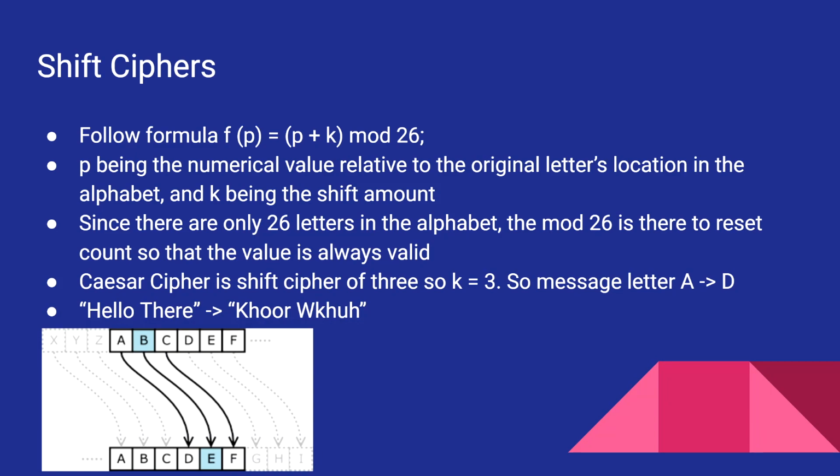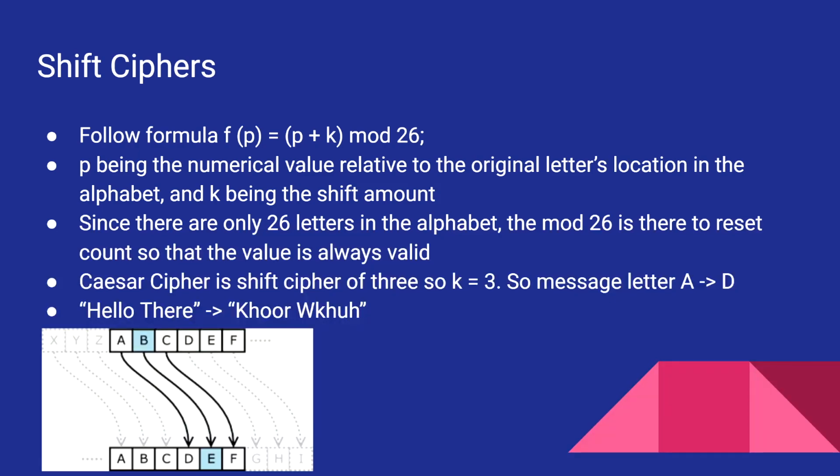For example, if you were in the 26th letter of the alphabet, Z, and you want to encrypt it, you would have to shift the position, but after Z, there are no letters. With mod 26, it sends the count back to the first position, which is the 0 position, the letter A, and then from there, it would keep shifting until it reaches the shift count, or K. The Caesar cipher is a shift cipher of 3, so K equals 3. So the message letter A would change to D.